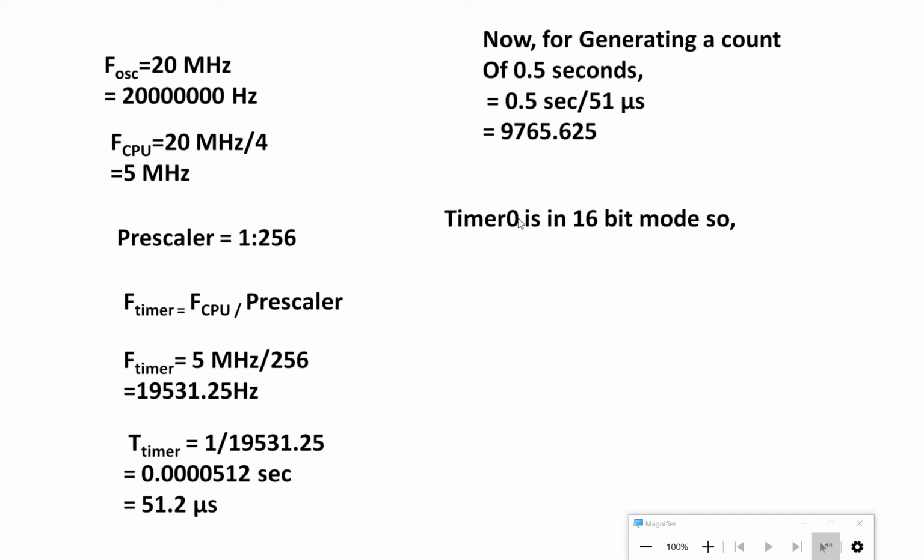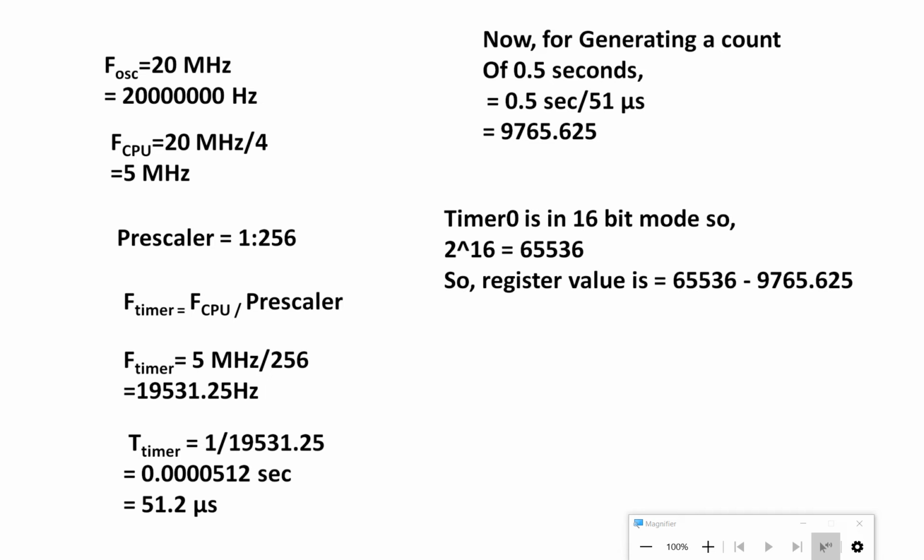Now the next thing is, timer 0 is in 16-bit mode. So 2 power 16 is 65536. Now what we have to do is subtract the value we get from dividing the time by one cycle, our time divided by one cycle, from this. So we get this value, 55770.